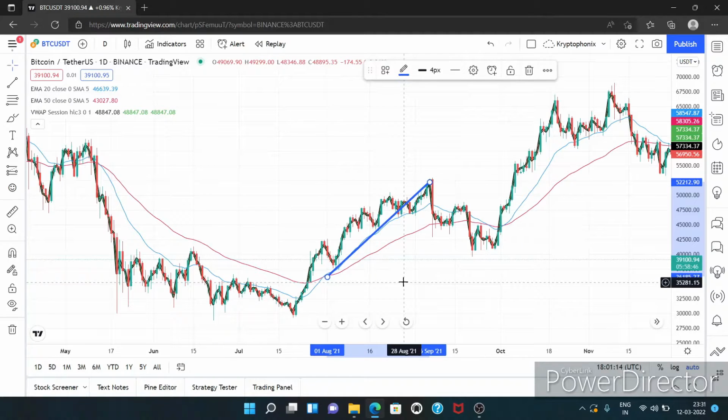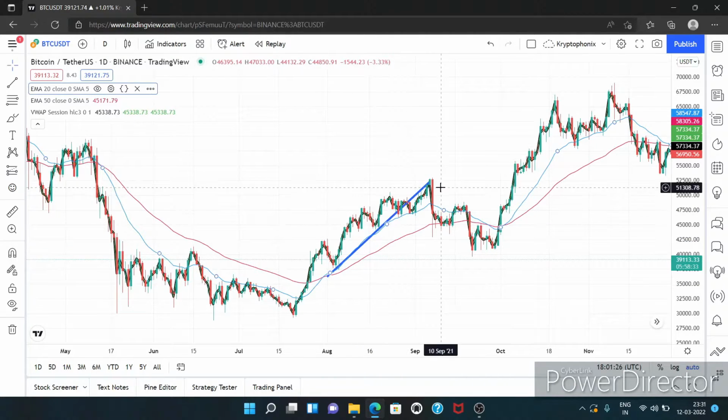What will be the stop loss for us? How will we decide what the stop loss is going to be? For that, we need to focus on the crossover part. Let me remove this line.